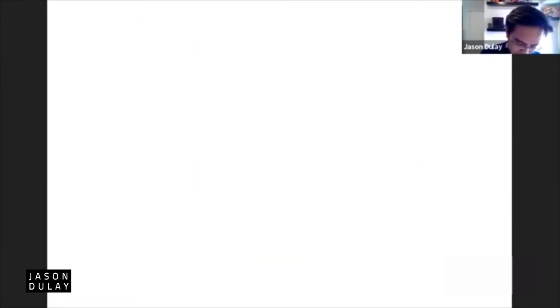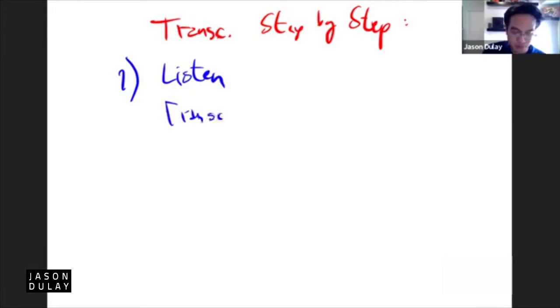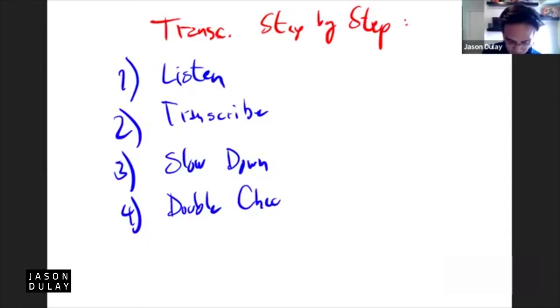Okay, so let's take a look at transcription step by step, one step at a time. The first step is you listen to the files, and then you transcribe. This is actually very easy. You start typing in what you're hearing. The third step is you can slow down the audio file if needed. You can use this with the tools I mentioned earlier, like Express Scribe and oTranscribe. Number 4 is you want to double check spelling and grammar.